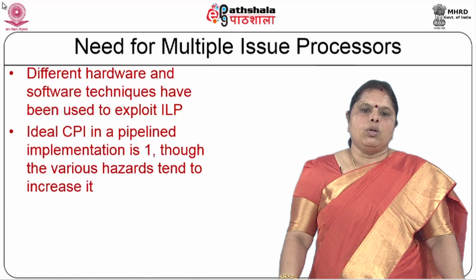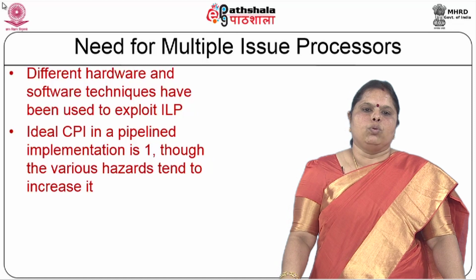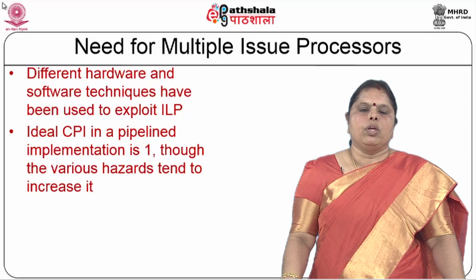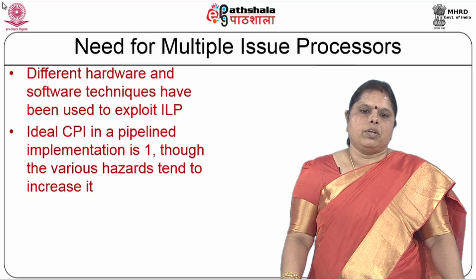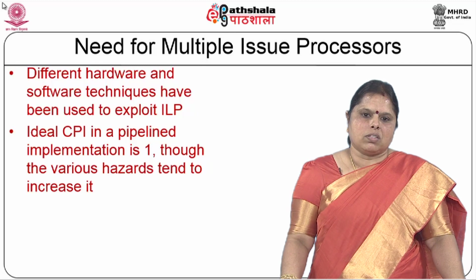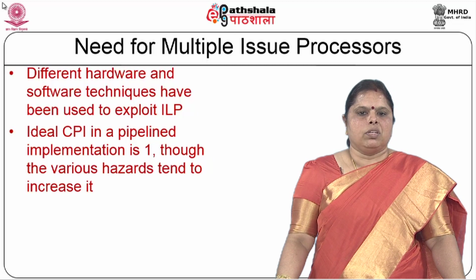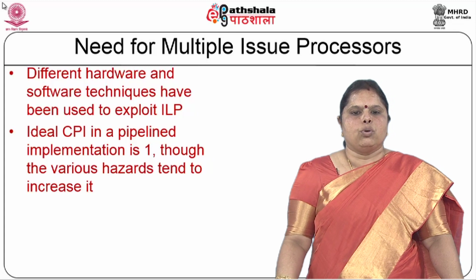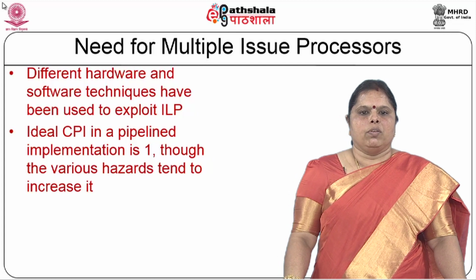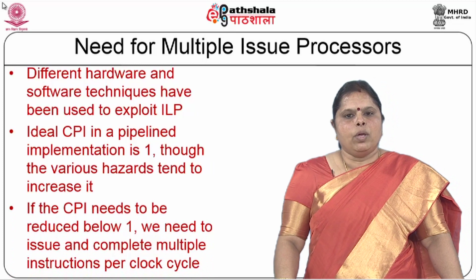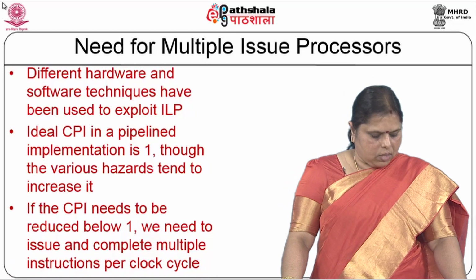So, if you want to reduce your CPI value to less than 1, then obviously we will have to look at issuing multiple instructions. Say for example, if you are issuing 2 instructions every clock cycle, then you also expect 2 instructions to finish. So, your CPI should ideally reduce from 1 to 0.5. So, we will have to look at multiple issue processors if we have to reduce the CPI below 1.